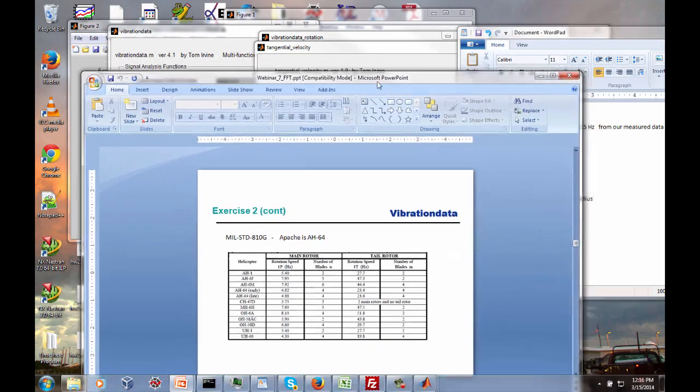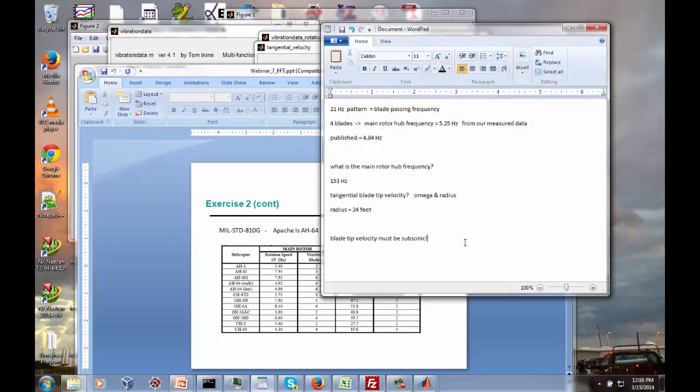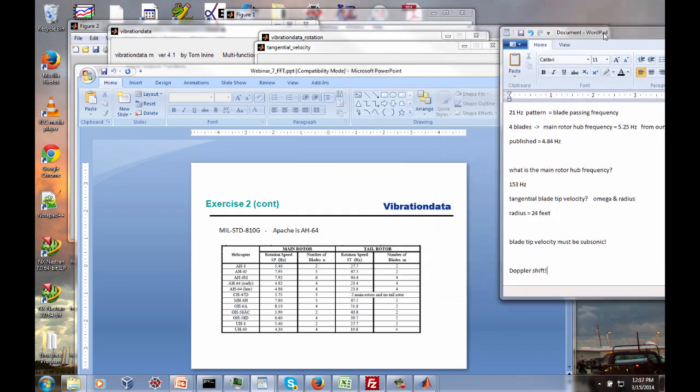And it turns out there's a very simple answer that some of you probably already realize, and that is we have a Doppler shift going on. The helicopter is approaching or flying towards the ground receiving station, so the acoustic waveforms become compressed and the apparent frequency rises. So we have a Doppler shift going on. So let's think about the Doppler shift.